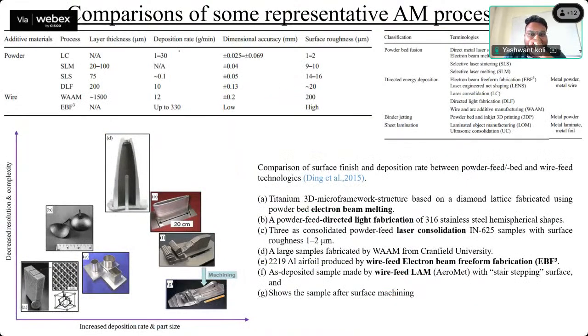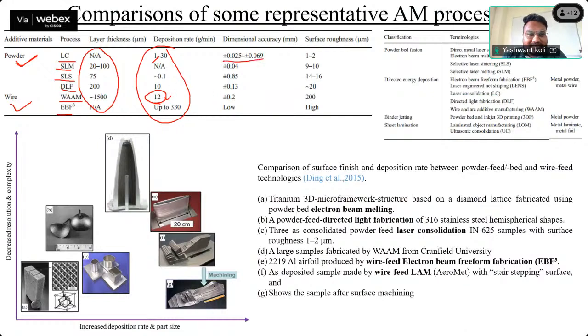So this is the comparison of some representative AM processes. If we are considering powder and wire, these are the two raw materials that are used in additive manufacturing. With powder we have laser, SLM, SLS, TLF. With wire we have VAM and EBF. These are the layer thickness of the respective processes, and these are the deposition rates. VAM has a very good deposition rate as compared to laser and others. It's like a minimum of 1 gram per minute, and we have up to 12 grams per minute deposition rate.